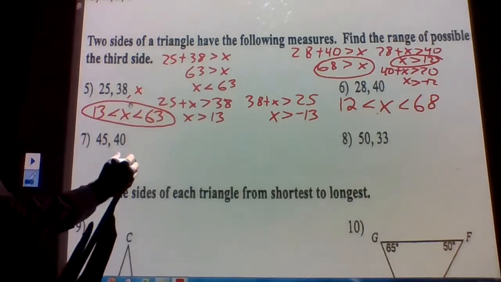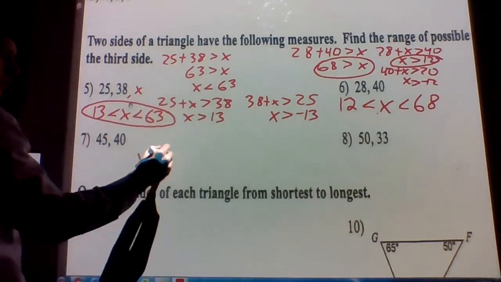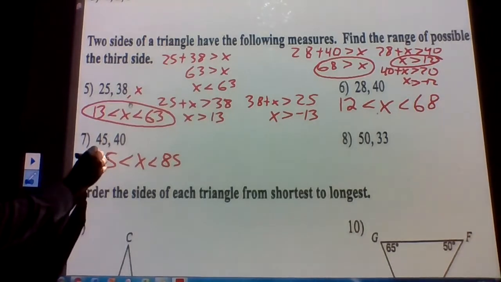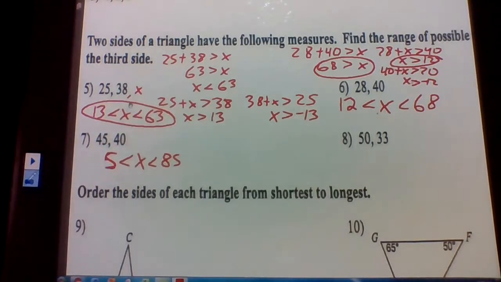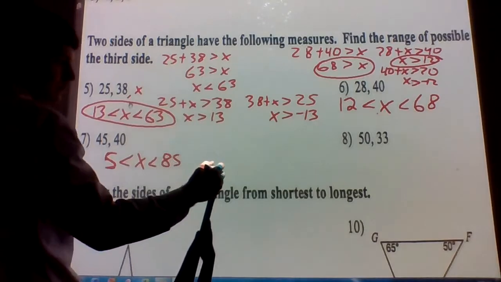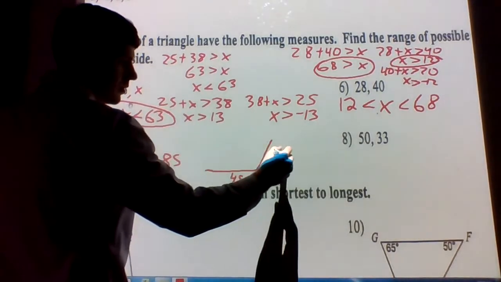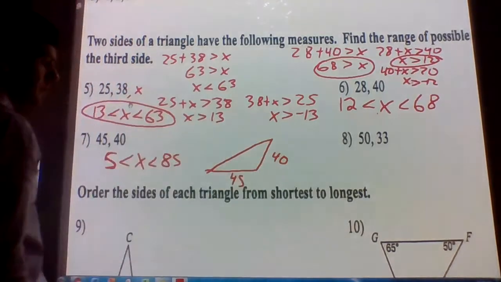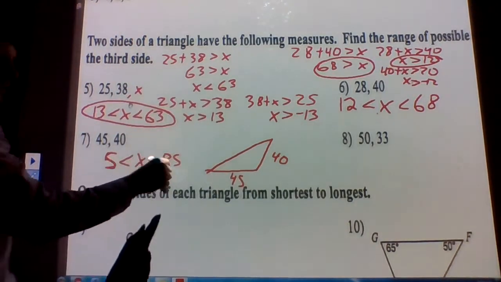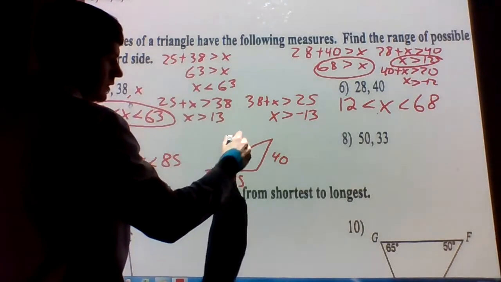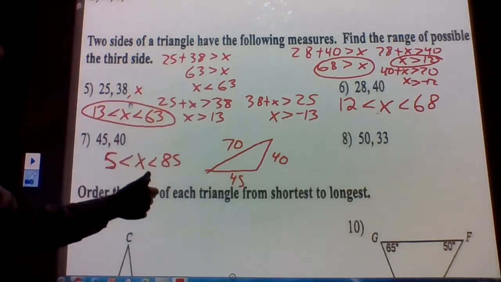Okay, over here, again, just add them together. So 45 plus 40 is 85. And then subtract them and we get 5. So in order to make a triangle using 45 and 40, this piece is going to have to be greater than 5 and less than 85. So maybe 70 or something, somewhere in there.